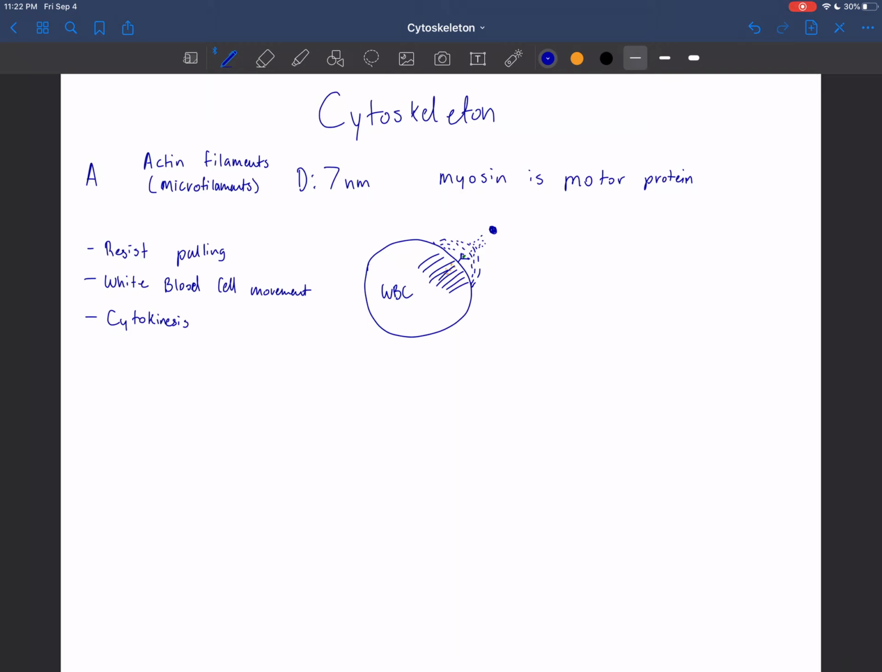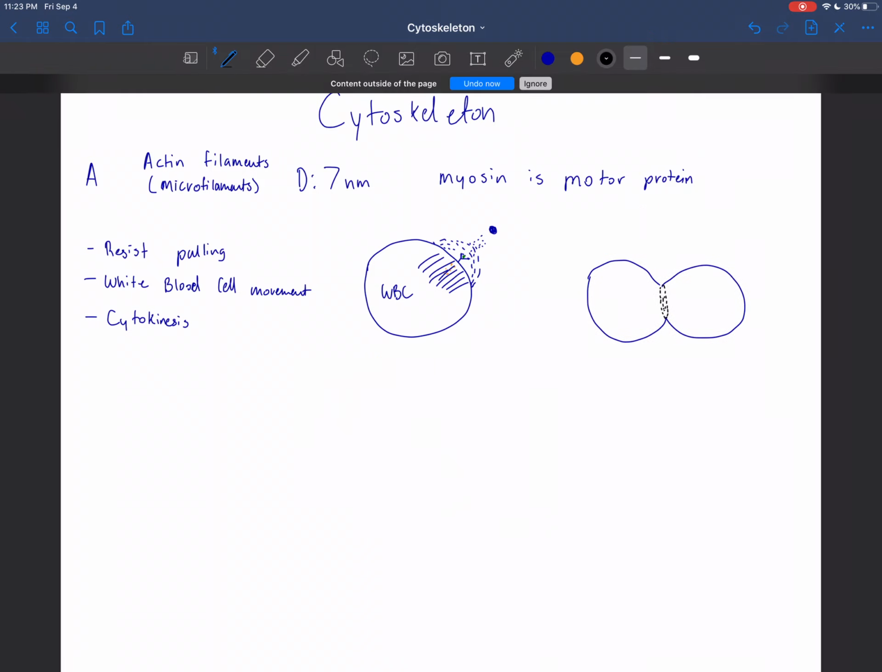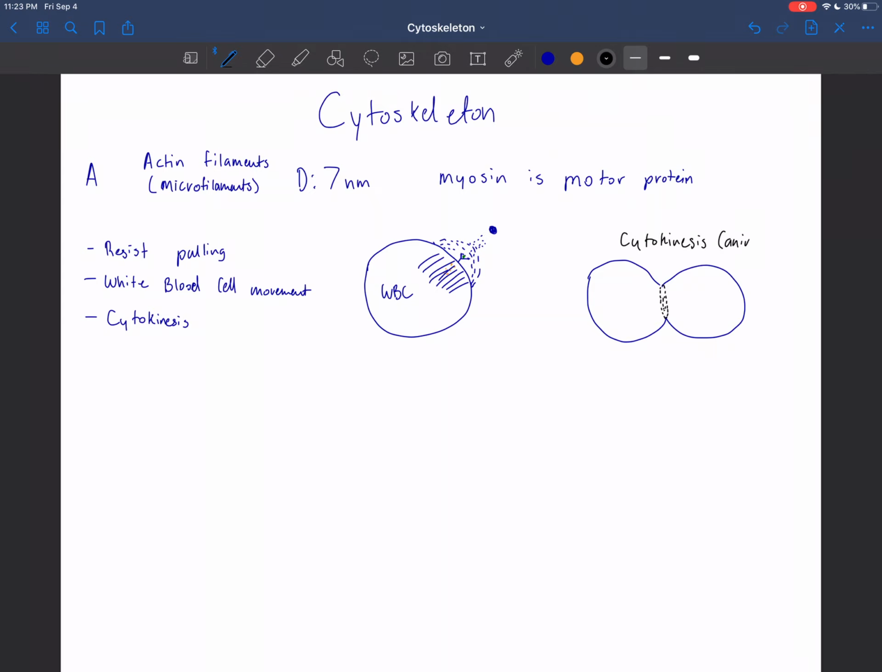So for cytokinesis, if this is the cell getting ready to split, you're going to have actin filaments on the inside of the cell that continue to pull it closer and pull it down, down, down until the cell splits. Sometimes they say it's like a pinching of the cell, so it splits the cell in two, but these are actually on the inside of the cell. So that's cytokinesis. I want to emphasize that this cytokinesis is in animal cells rather than plant cells. Microtubules are actually used in plant cells.